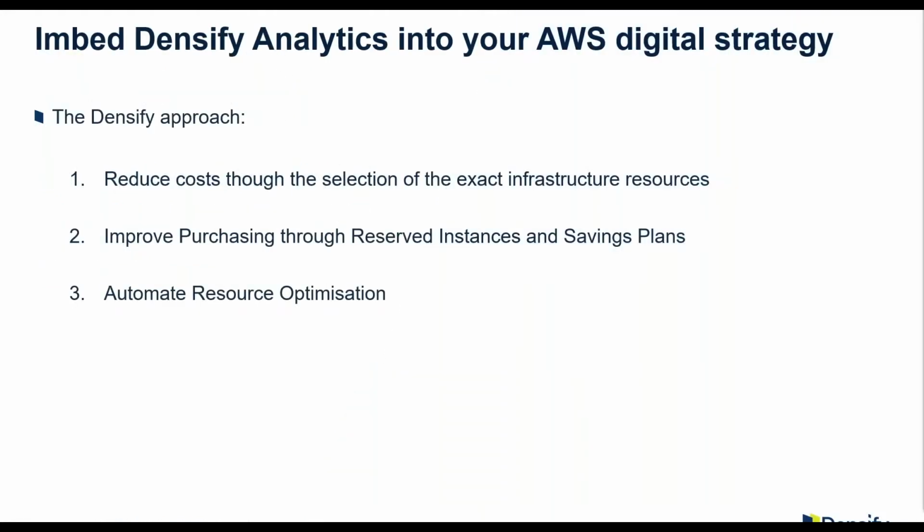So the approach we're taking here at Densify is basically to make sure we're reducing costs through the selection of the exact infrastructure resources, and that is the main driver. That's the key element to it, to make sure you're selecting and running on the right stuff in the first place. Then it's a case of looking at improving your purchasing strategies around reserved instances, savings plans, etc. And then ultimately getting into that state where you're able to deliver automated resource optimization. So I'll cover these topics in my slide set going forward.